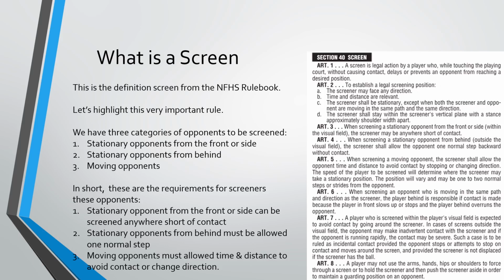This is something that is stated clearly in Article 8 of this rule via the National Federation High School Rulebook. It states that a player may not use the arms, hands, hips, or shoulders to force through a screen or to hold the screener and then push the screener aside in order to maintain a guarding position on an opponent.